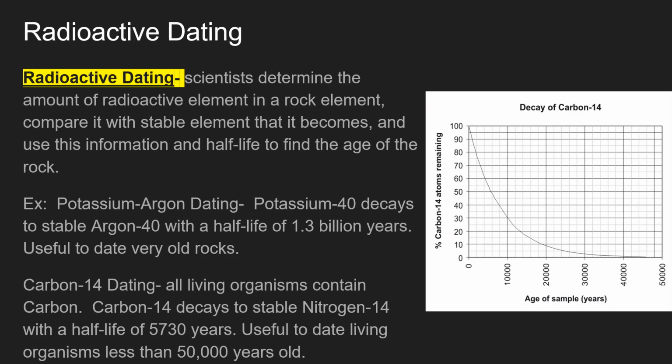Radioactive dating. Radioactive dating is when scientists determine the amount of radioactive element in a rock element, compare it with a stable element that it becomes, and use this information and half-life to find the age of the rock. For example, potassium-argon dating. Potassium-40 decays to stable argon-40 with a half-life of 1.3 billion years, which is useful to date very old rocks.